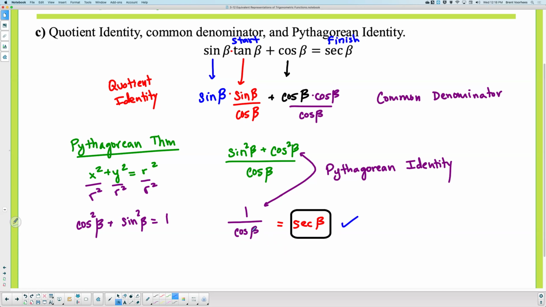And what's that called when you change 1 over cosine to a secant? That's called a reciprocal identity. That right there is a reciprocal identity.